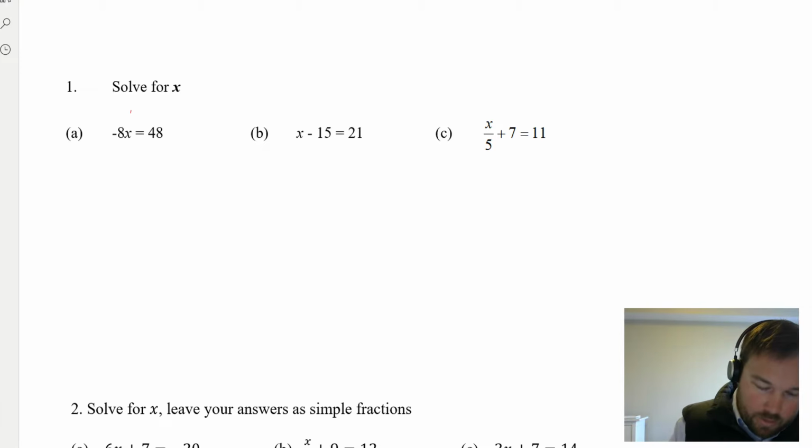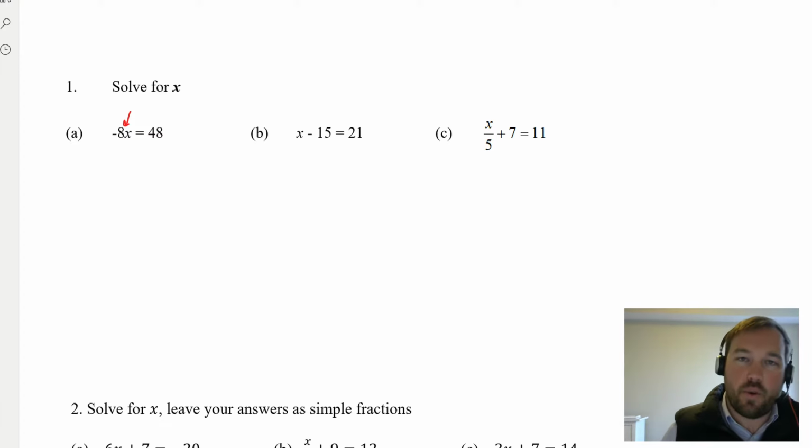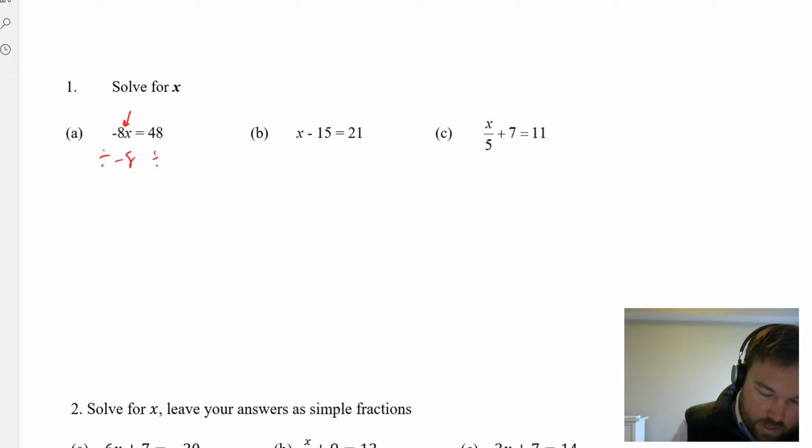Alright, here, we remember that 8 is connected to the x with a times. We need to do the opposite of that times. We need to break that, multiply all that times, and divide by -8. Divide by -8. And then what we have is the x on its own. 48 divided by 8 is 6. Negative, -6. Over here, we add 15. Add 15 to both sides. Whatever we do to one side, we do to the other.